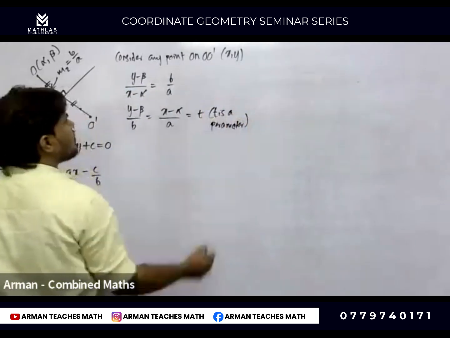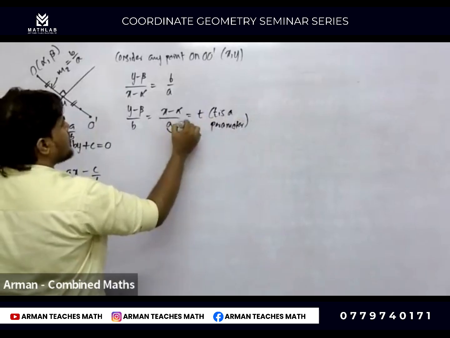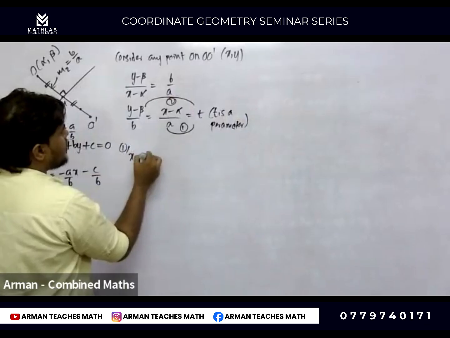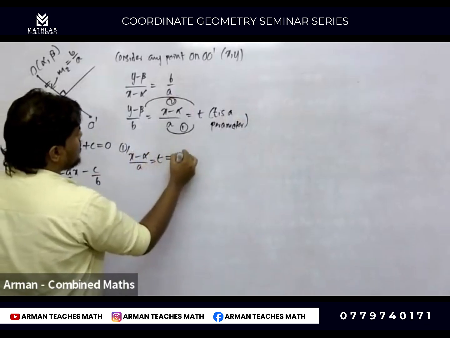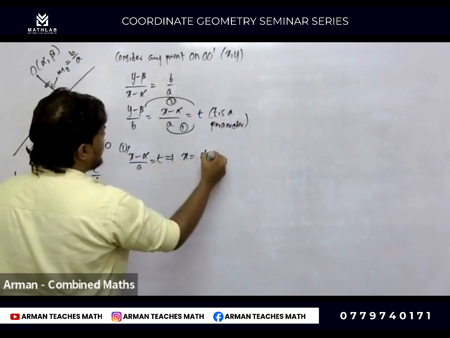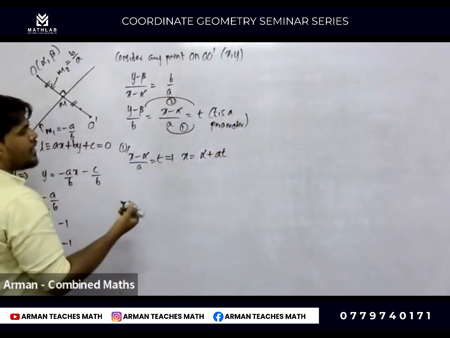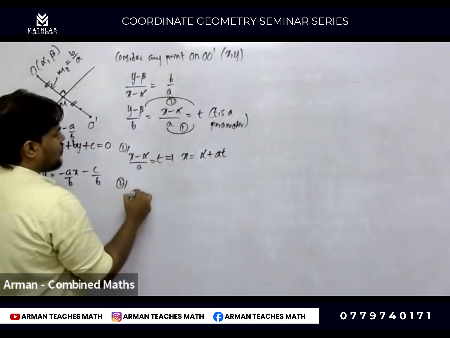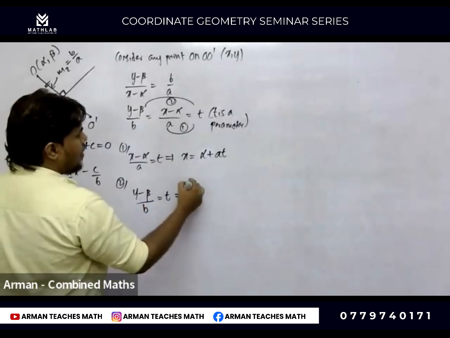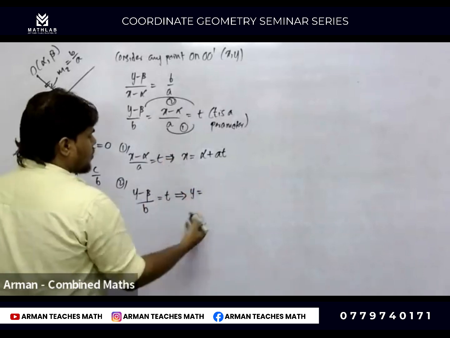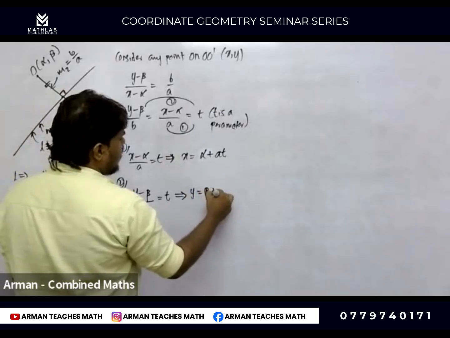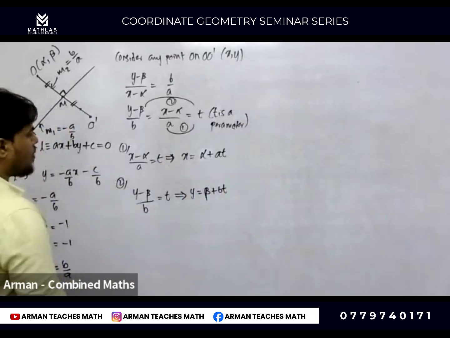T is a parameter. So this gives us two equations. I'll take this as 1 and this as 2. From 1, x minus alpha over a equals t, or else x equals alpha plus a times t. From the second equation, y minus beta over b equals t. This gives us y equals beta plus bt, or as bt plus beta.